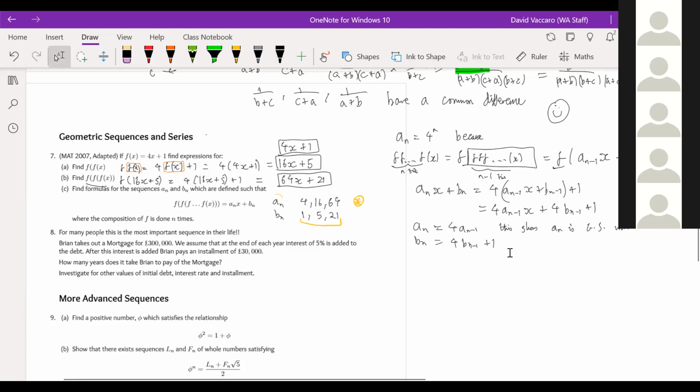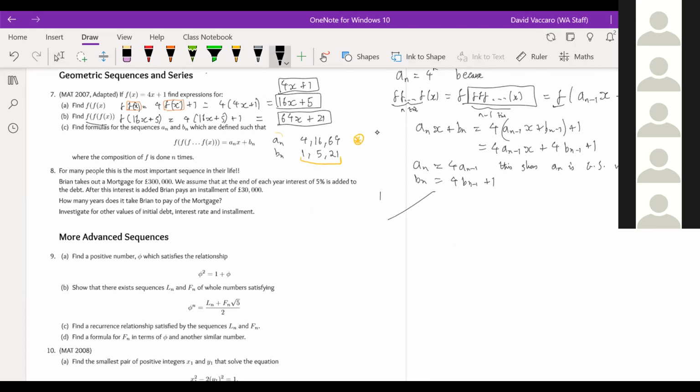Now, to find the bn sequence, there's two things you can do. There's two methods of proof that suggest themselves. So method of proof 1 is let's try and really keep track of what happens to the bn sequence. So b1 is equal to 1. b2 is 4 times b1, which is 4, plus 1.